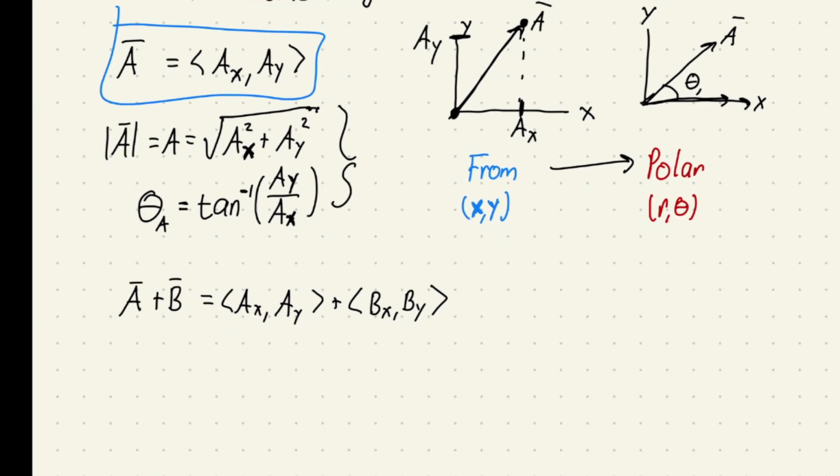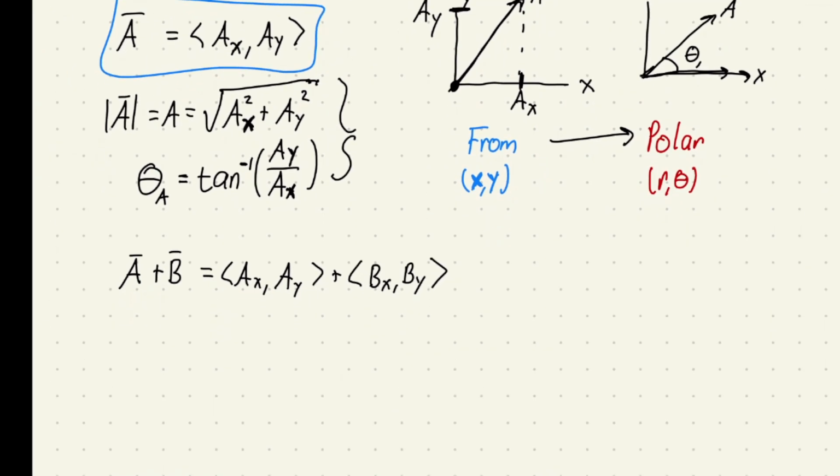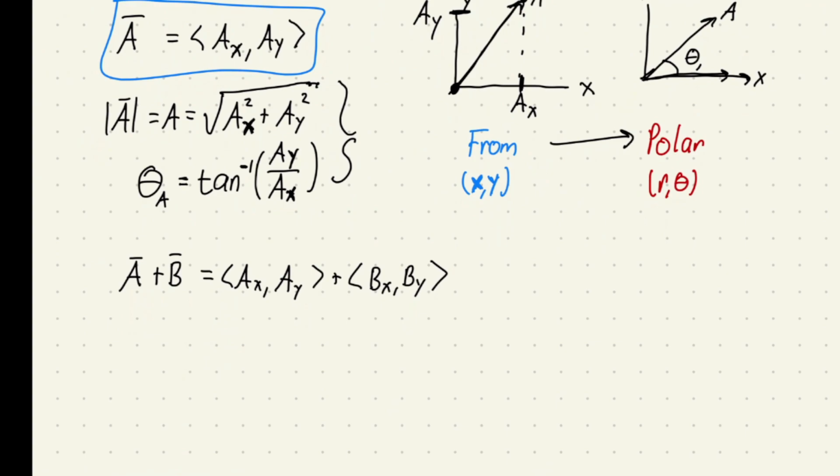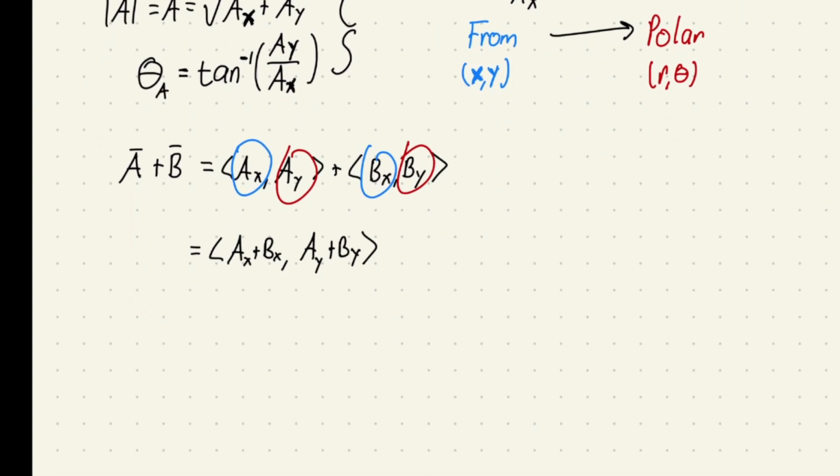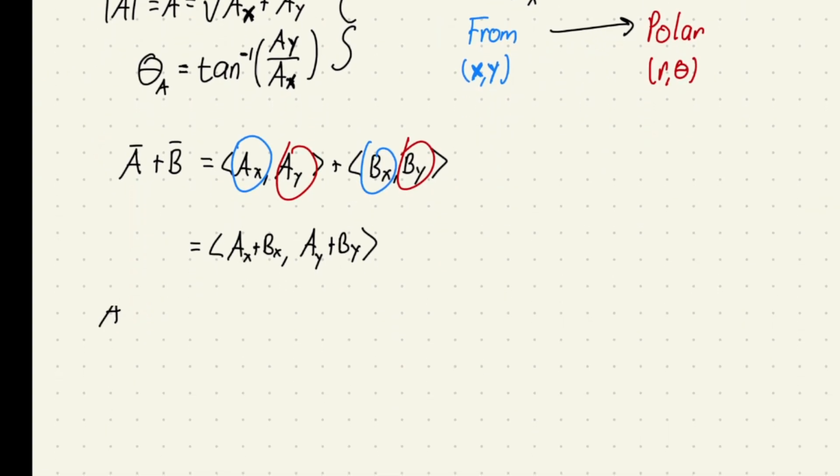When we do vector addition, you know that we add our x components together, which I'll circle in blue, and we add our y components together. I will circle those in red. And so the result that I would get for my vector would be the vector ax plus bx comma ay plus by.